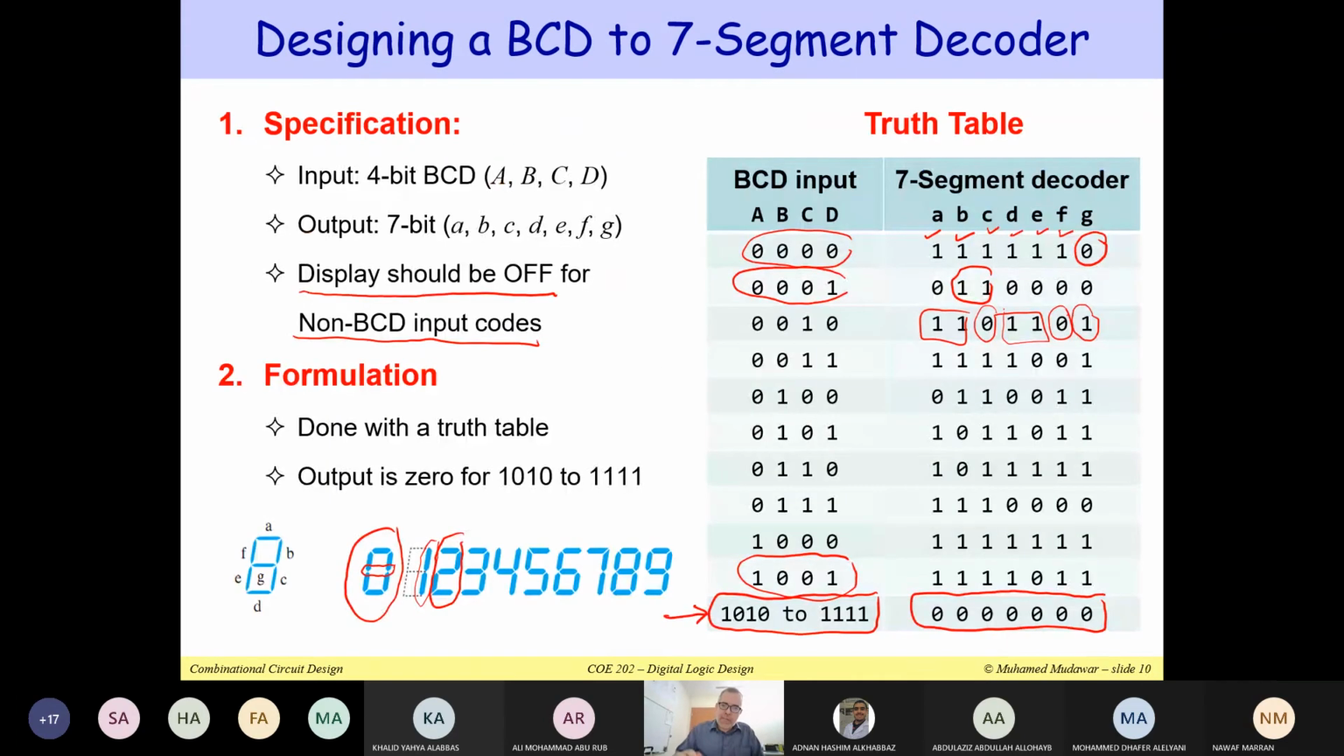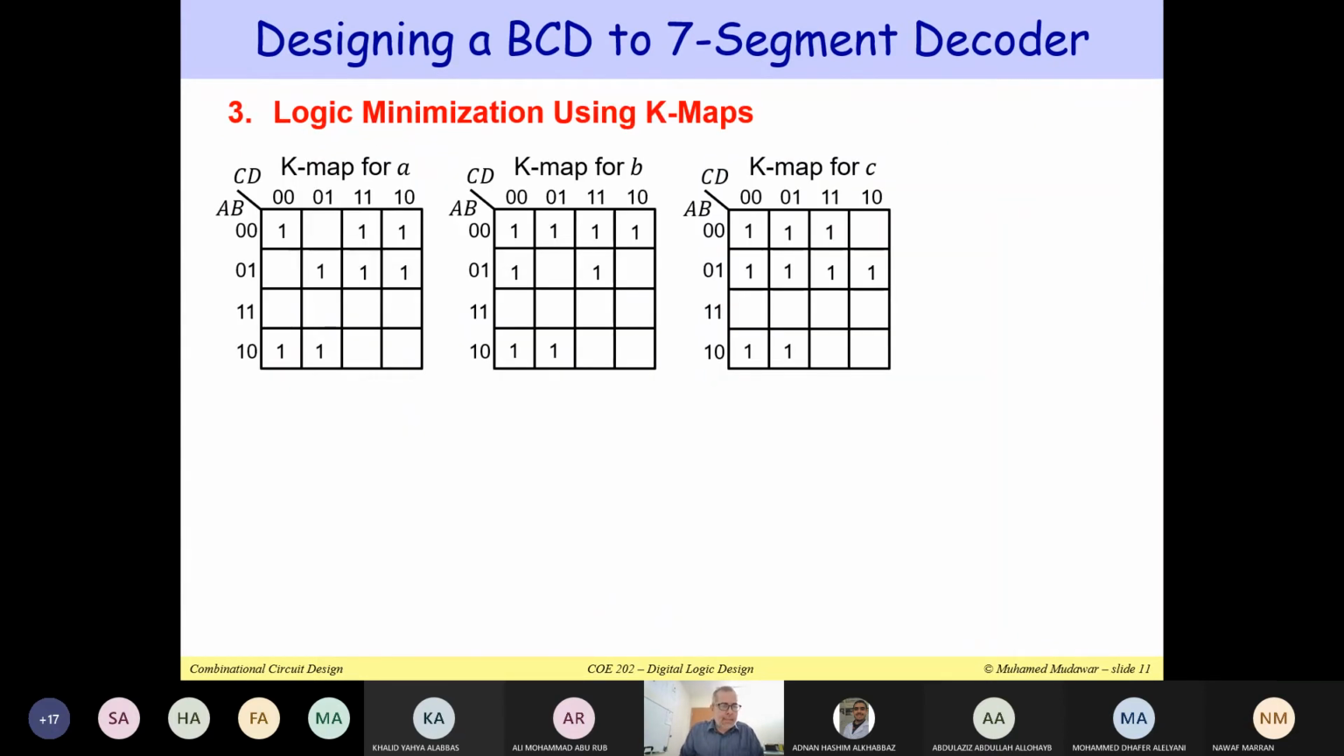And we just need to copy these columns. So this is column A here. Let me see if I can highlight it. So this is output A. And we have to fill the 1s and the 0s inside the Carnot map, as indicated here. I'm leaving the 0s blank, just showing the 1s inside the Carnot map. So we do it for output A, we have the Carnot map for output B, and we have the Carnot map for output C. We still have up to G. So these are not all the Carnot maps, these are only 3 of them.